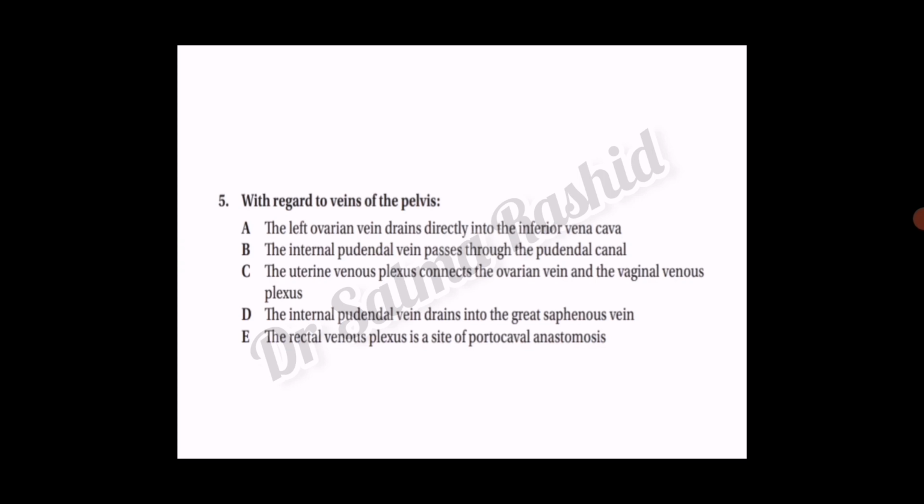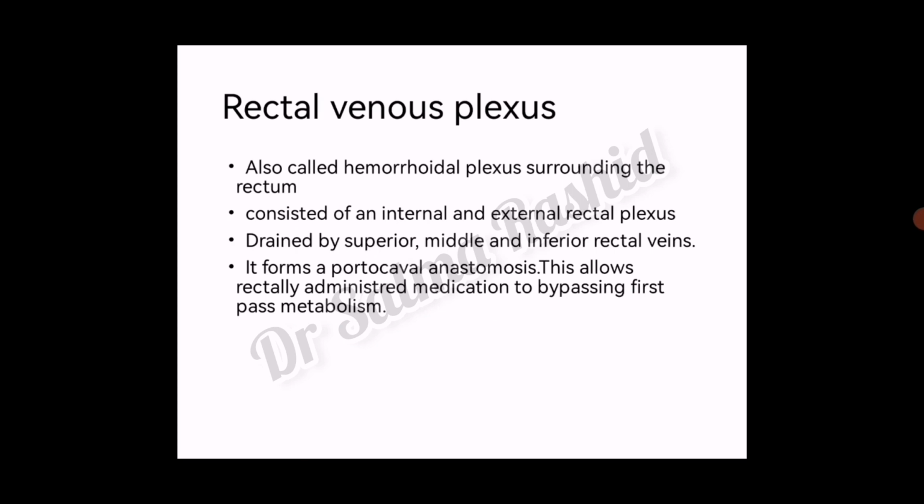The rectal venous plexus is the site of portocaval anastomosis. Now, the rectal venous plexus, also known as the hemorrhoidal plexus, surrounds the rectum and consists of an internal and external rectal plexus drained by the superior, middle and inferior rectal veins. It forms a portocaval anastomosis. This allows rectally administered medication to bypass first pass metabolism.